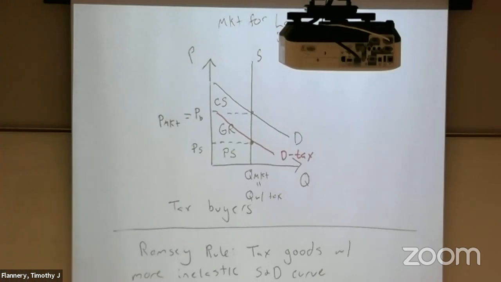Here are other cases for the Ramsey rule. A kidney dialysis machine. Isn't demand almost perfectly inelastic? Well, why don't we tax the heck out of that? Water and food. We could tax the heck out of that, right? People are going to pay for it. They need it.